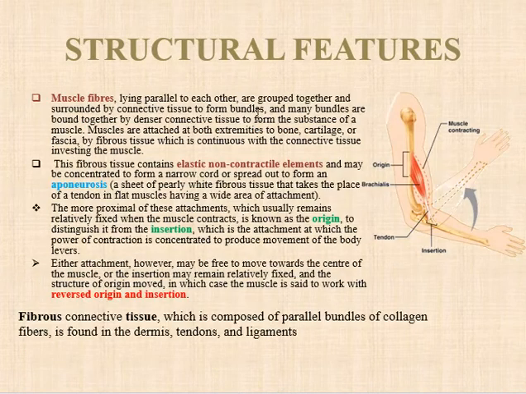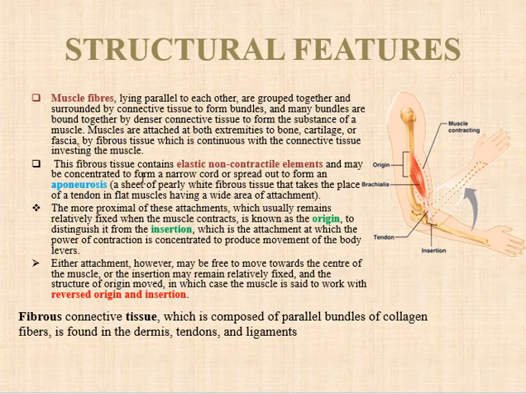Muscle fibers lying parallel to each other are grouped together and surrounded by connective tissue to form bundles, and many bundles are bonded together by dense connective tissue to form the substance of a muscle. Muscles are attached at both extremities to the bone, cartilage or fascia by fibrous tissue which is continuous with the connective tissue investing the muscle.